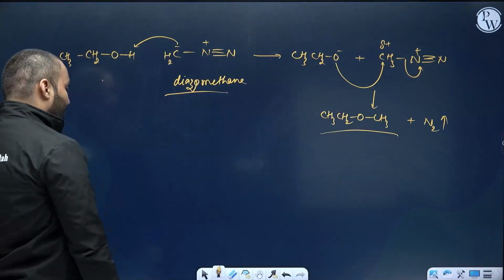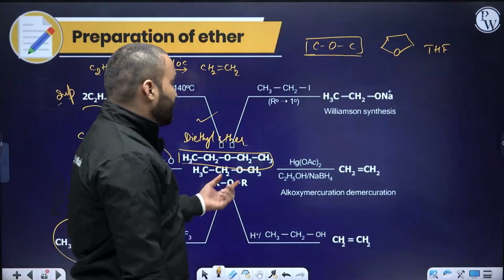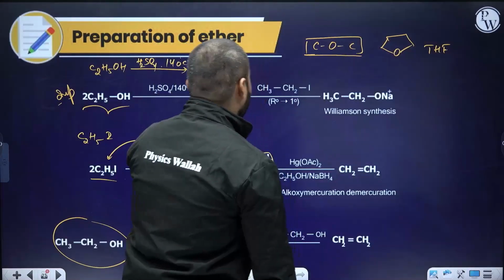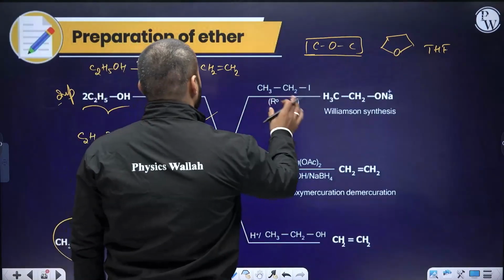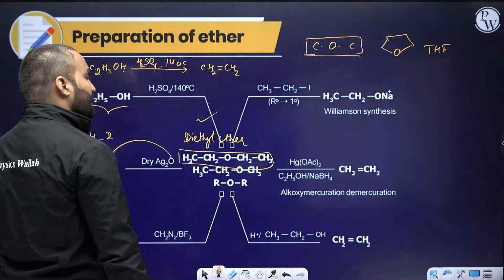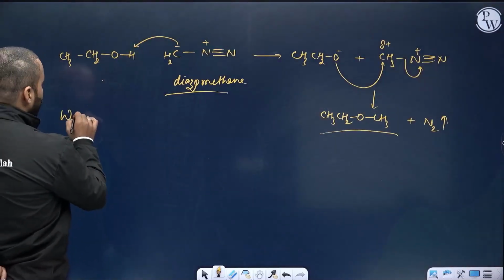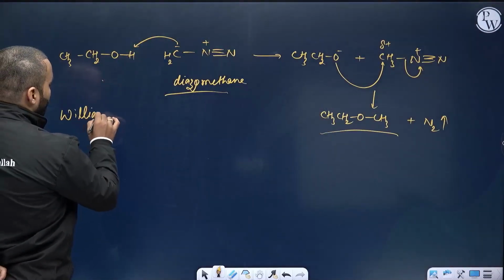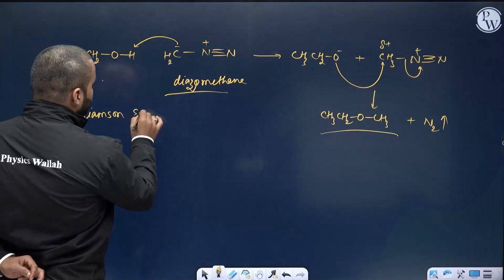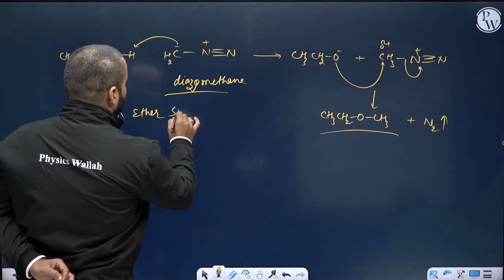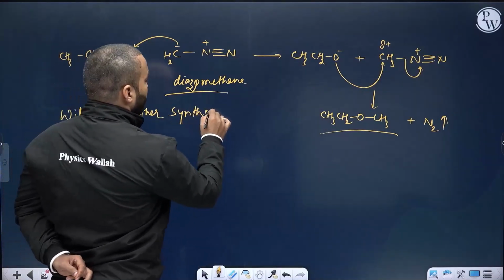Okay, let's go back. You can also treat it with a molecule which is CH3CH2I. How are we going to do that? Let's discuss that. This is known as Williamson synthesis, Williamson ether synthesis. Very important from your boards' perspective.